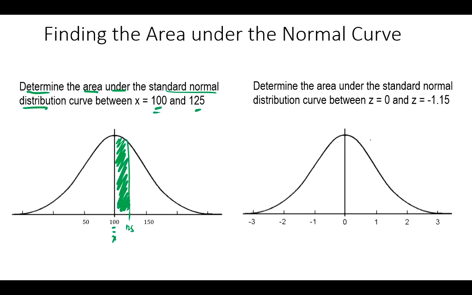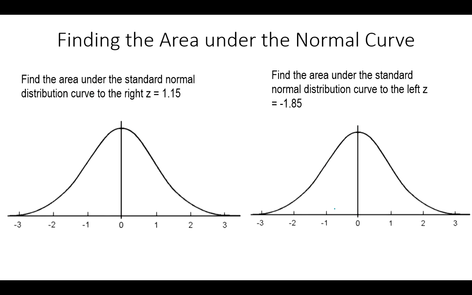Kuha. Next. 0 naman. 0 and, sabi dyan, si Z daw is negative 1.15. Alam natin na si 0.15 ay malapit lang kay negative 1. So, here. Let's say that is the negative 1.15. Okay. Sabi dyan, between ni 0 at ni negative 1.15. So, ito yung area na hinahanap natin. Okay, next.